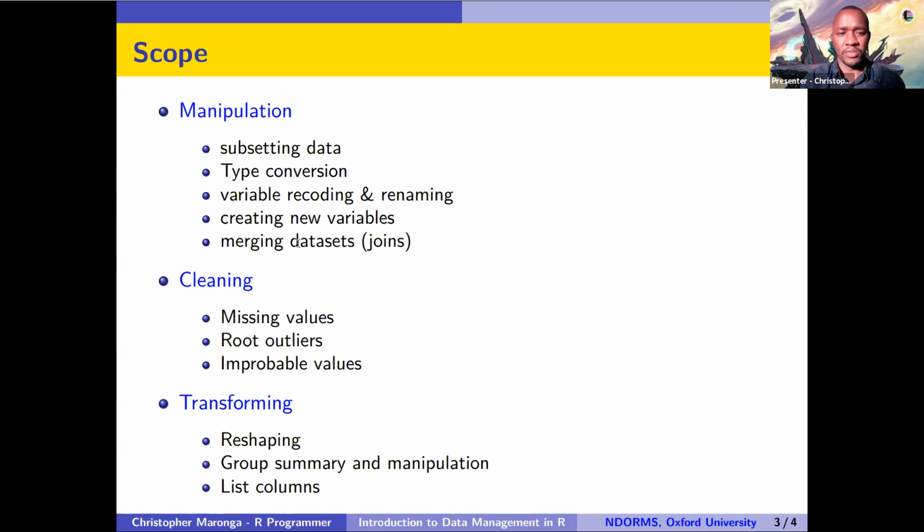I have three themes today: manipulation, cleaning, and transforming. Under manipulation, we look at subsetting data and all those listed there. Cleaning will go around issues of missing values and rooting out improbable values. And we finish up with transformation, whereby you change the layout of the data from maybe wide to long, and do some group summary manipulation and all that.